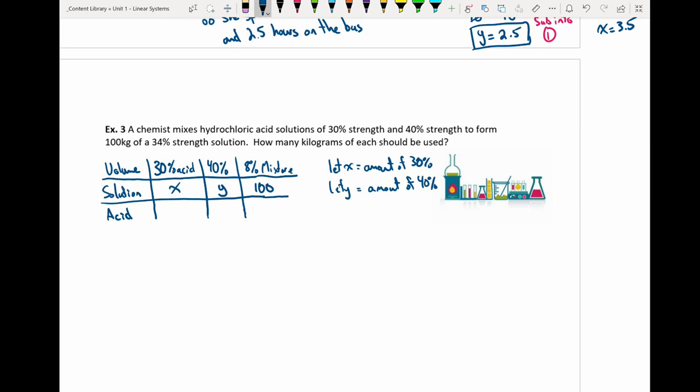From there, I'm going to look at the amount of pure acid, and in this case, the amount of pure acid in the first solution is going to be 30% or 0.3 times x, because if it's 30% acid, then 30% of that amount is going to be acid. 0.4 times y, so 40% of the amount is acid. And then lastly, I know the complete amount, so 0.34 times 100 will give me the actual amount of acid in that final solution.